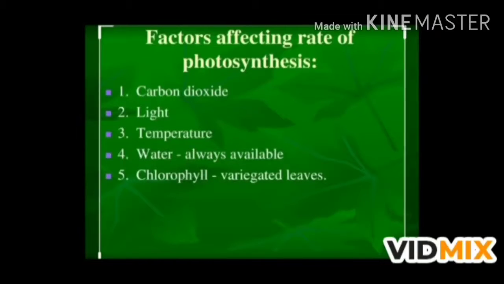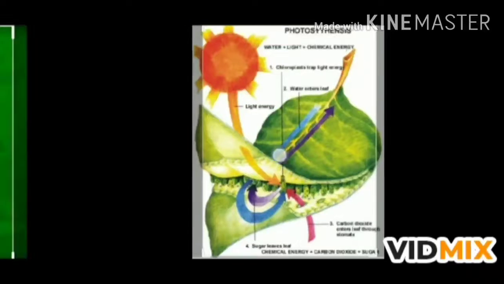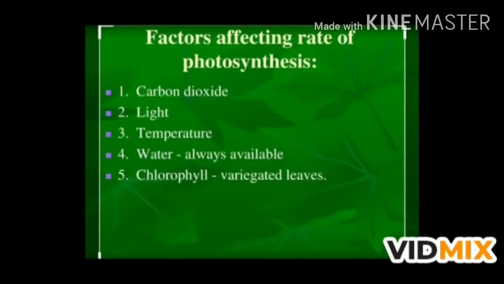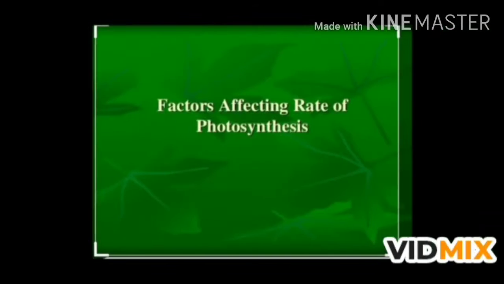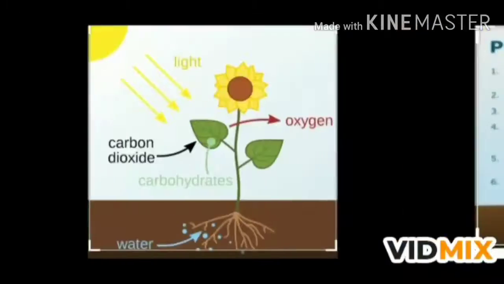Now, next one is how do plants obtain their requirements for photosynthesis? For photosynthesis, plants need the following. First one is carbon dioxide, light, temperature, water and chlorophyll. These are obtained by the plants as follows. Plants take up the carbon dioxide from the atmosphere through stomata present on the undersurface of the leaves. Water, plants take up from the soil through the root system. Chlorophyll is present in the leaves and sunlight comes from the sun.